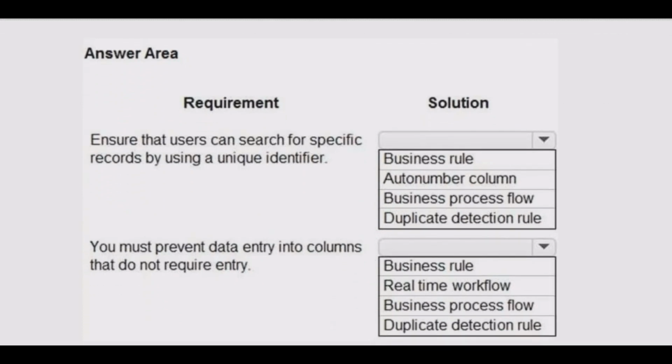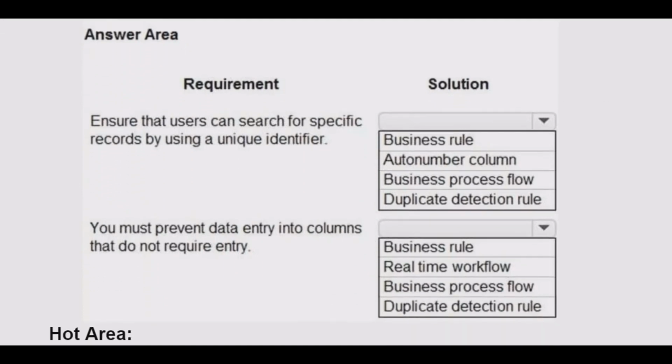Now, look for the hot area. Our requirement is ensure the users can search for specific records by using a unique identifier. The options for the solution are business rule, auto number column, business process flow, duplicate detection rule. Our second requirement is you must prevent data entry into columns that they do not require entry. The options for the solution are business rule, real-time workflow, business process flow, and duplicate detection rule.